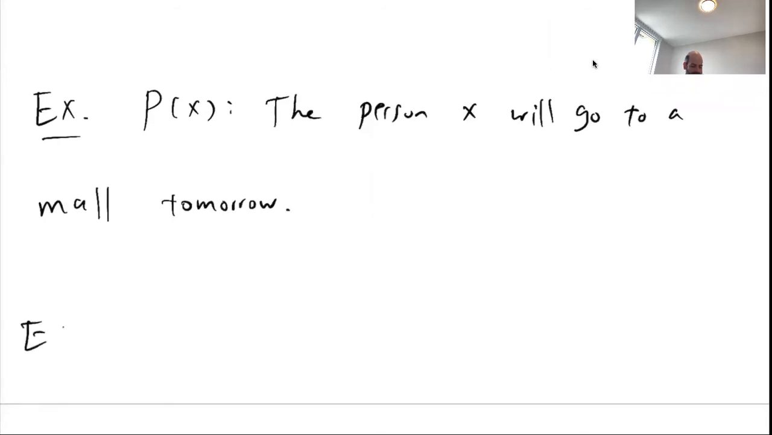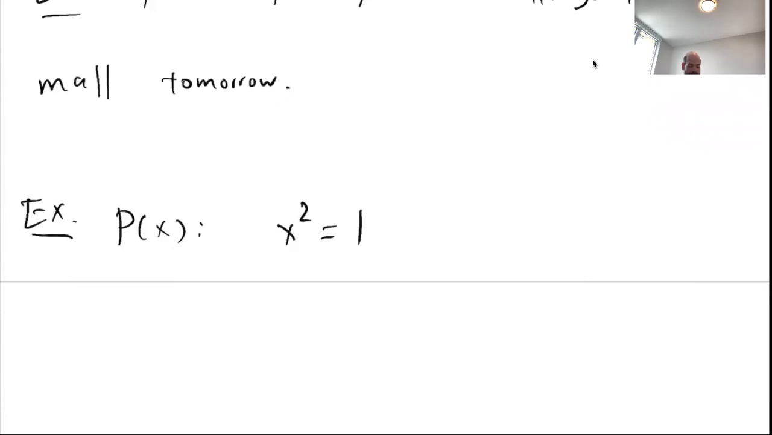Again, this sentence could be true for some certain people and false for some certain people. Or another example, let's say P of X could be X squared equals 1, or X squared bigger than 1. Because again, for these statements, X squared equals 1, well, is it true or false?